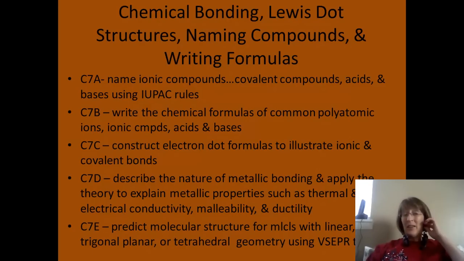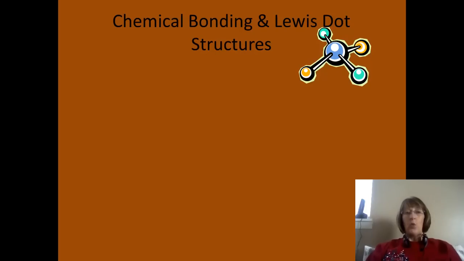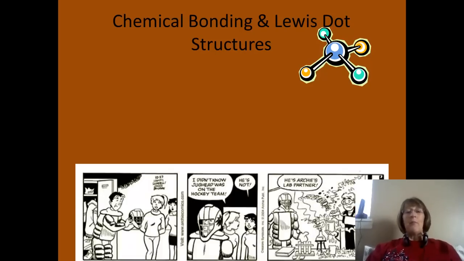And you have to predict molecular structure, but only 3 basic types. You have to do linear, trigonal-planar, and tetrahedral. And that's the geometry, and we use valence shell electron pair repulsion theory. Whew. Okay, so let's talk about some bonding.